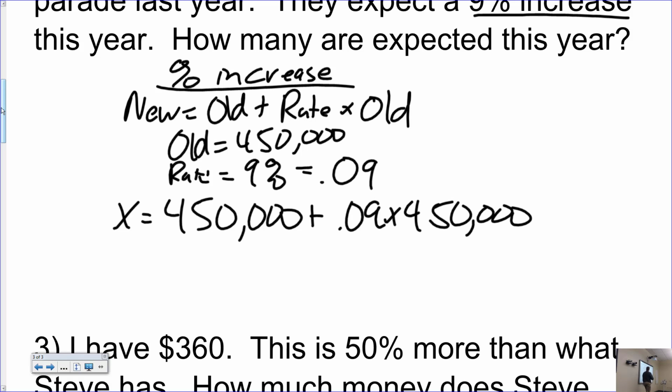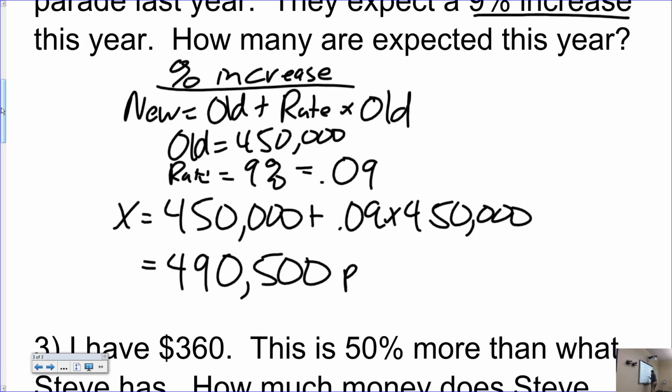Where you take 9% of 450,000 and add. And so what does that wind up being? 490,500. And again, I might take a point off if I left it like that. What should I really say? People, right? Do not lose silly points for not labeling your numbers, okay, folks? I mean, 1 point isn't that big a deal, but if you do it 4 or 5 times, then it starts to add up, and then it becomes a big deal. Don't let that happen.